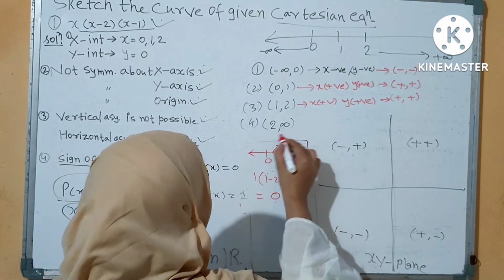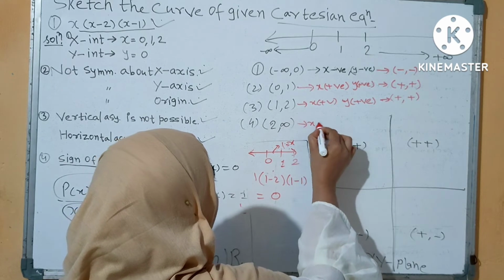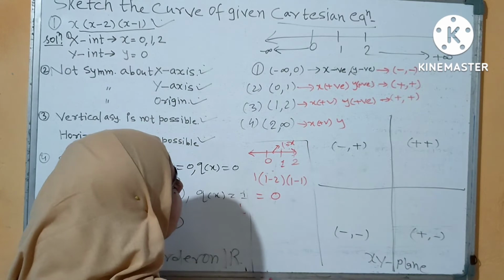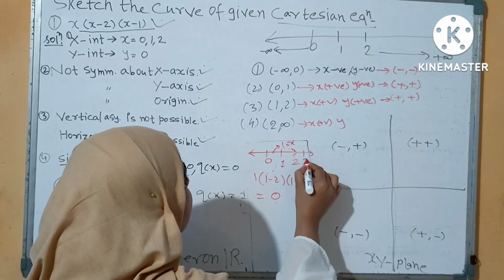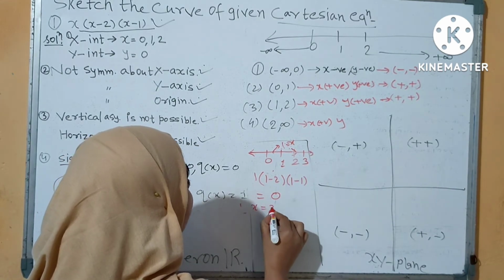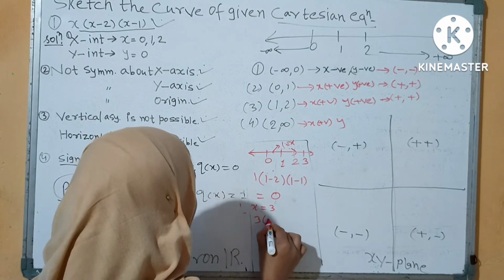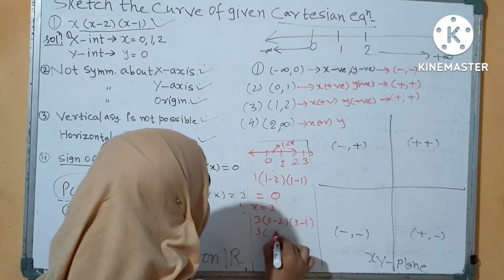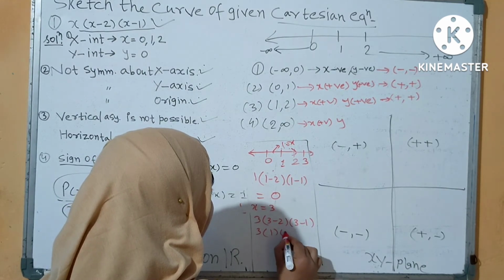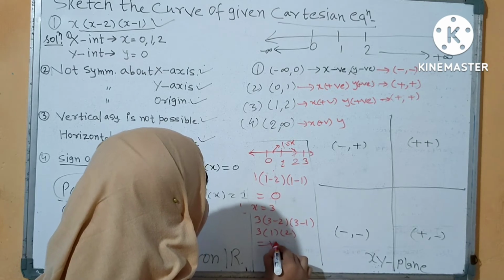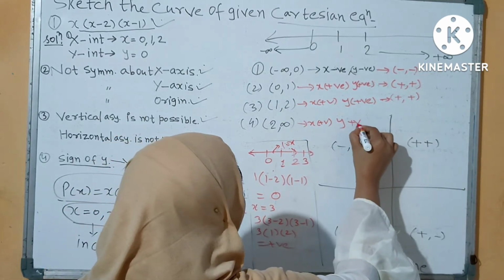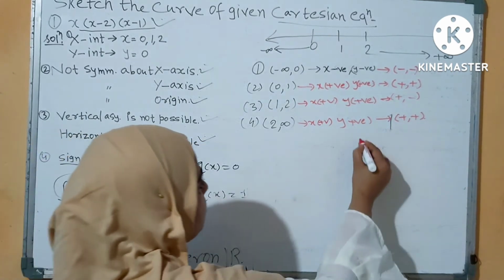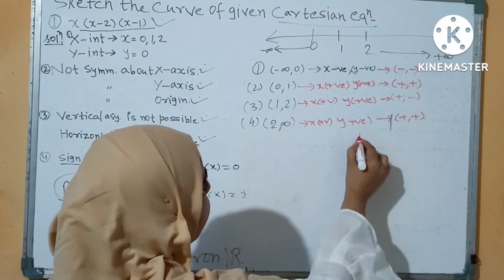Next one is 2 to infinity. So again your x is positive. And what about the y? So 2 to infinity, you just take 3. Whenever you take x is equal to 3, you are left with 3 into 3 minus 2 into 3 minus 1. So it will be 3, 3 minus 2 is 1 and 3 minus 1 is again 2. So you are left with positive. So again y is positive. So you are left in positive and positive quadrant. Okay. So this is your xy plane.